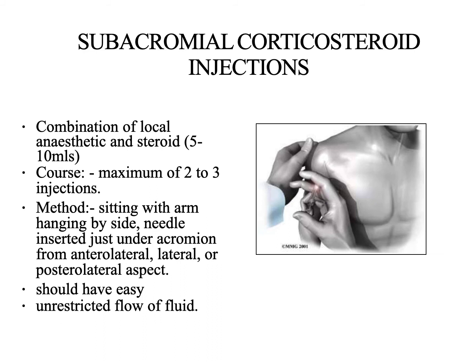Then we can give subacromial corticosteroid injections. In this, there is a combination of local anesthetic and steroid, 5 to 10 ml. A maximum of 2 to 3 injections can be given. Here the patient is asked to sit with the arm hanging by the side. The needle is inserted just under the acromion from the anterolateral, lateral or posterolateral aspect. There should be an easy, unrestricted flow of fluid to ensure that it was correctly done.